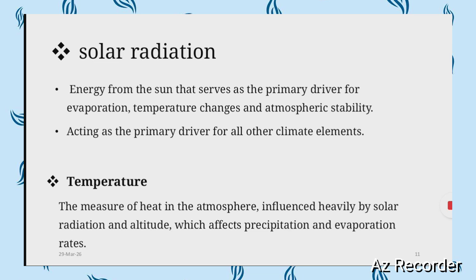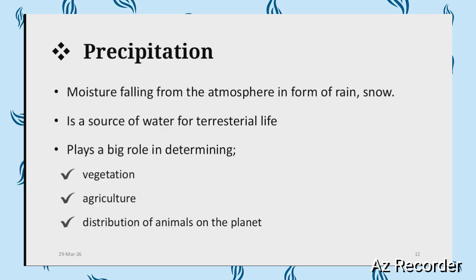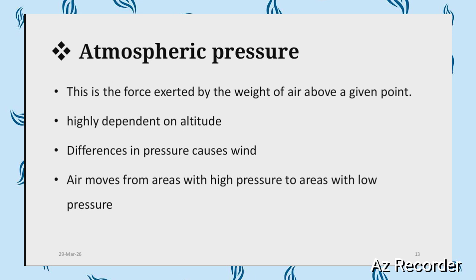Precipitation is moisture that falls from the atmosphere in the form of rain or snow. Here we talk about rainfall and snow falling as precipitation. It is about water, a source of water for terrestrial life. It plays a big role in determining vegetation, agriculture, and the distribution of animals on the planet.